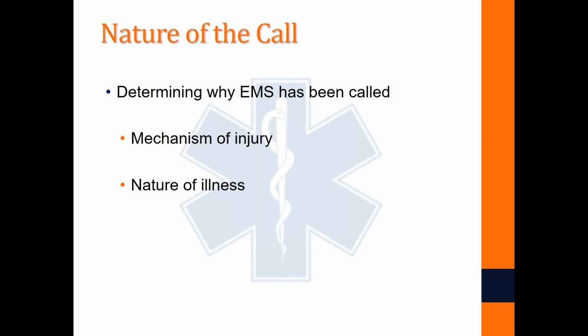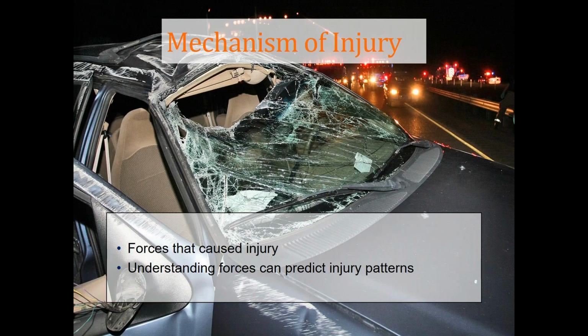Mechanism of injury is simple. Simple why? Because we're looking at the forces that actually caused that patient to become injured. We will talk a little bit about being able to look at the way a vehicle collision has happened, look at the way a patient has sustained their injuries, and predict their injury patterns.